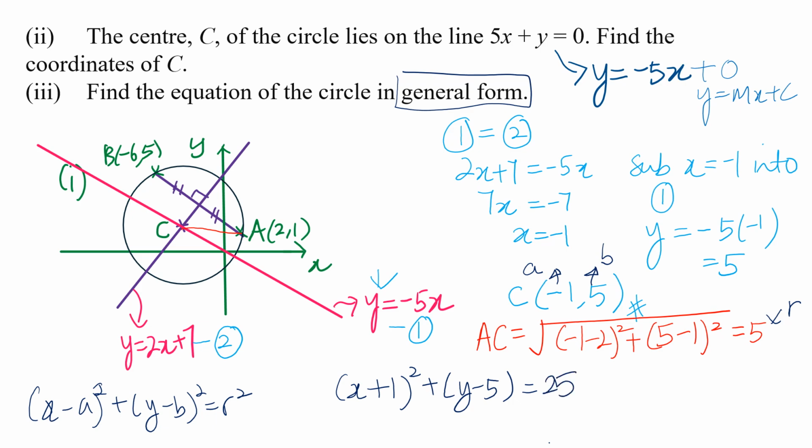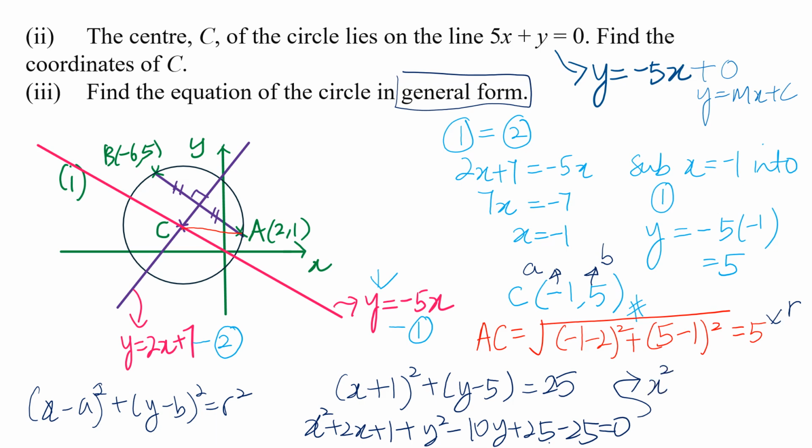So we're going to expand it to get x squared plus 2x plus 1 plus y squared minus 10y plus 25, then minus 25 equal to 0. So that will give us x squared plus y squared plus 2x minus 10y plus 1 equals 0. So that would be the general form of the equation of this circle.